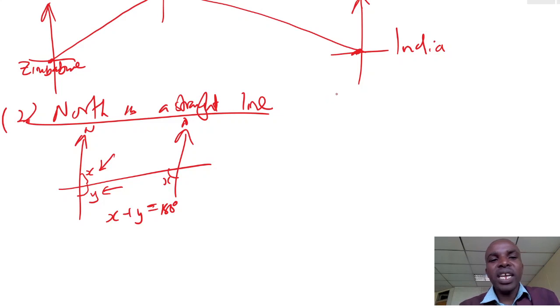Then from this same, I can also write another law or fact. I can call this one: north is parallel to north.